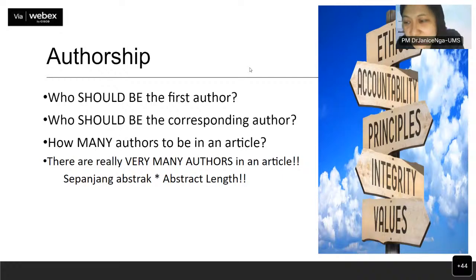I did see some articles with really very many authors. The list of author names is as long as an abstract. In Malay, we call it tempel nama. You just stick your name there. You don't even know which part is your contribution. So this thing happened, you see.